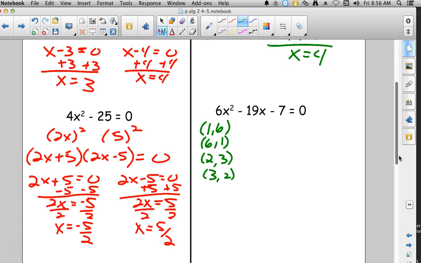And in the back, are there lots of numbers that multiply to negative 7? Not lots. Now we need outside times outside plus inside times inside to give us negative 19. Start looking. Let me know when you found it. Siri, you find it already? Where is it?